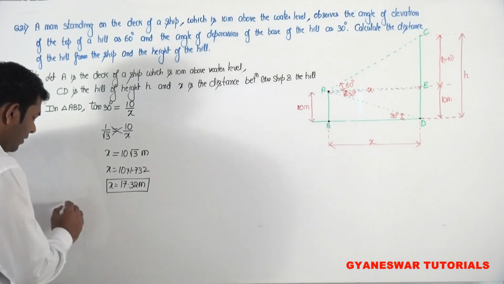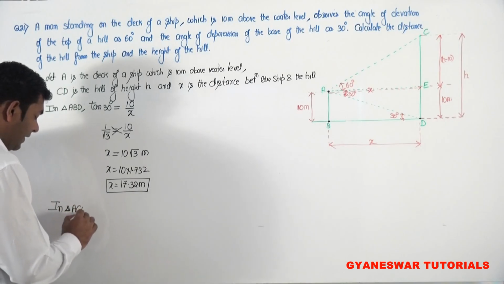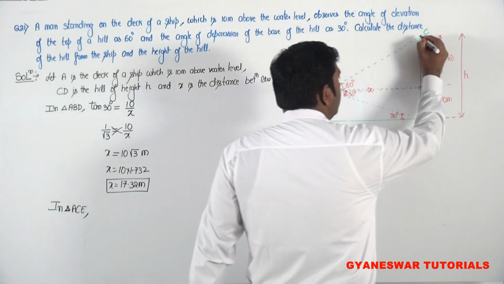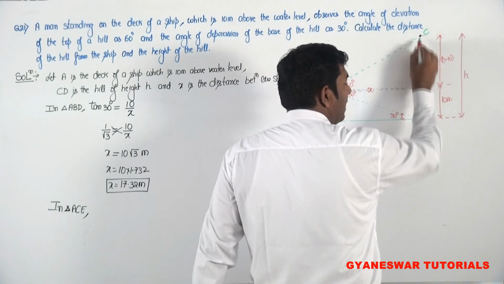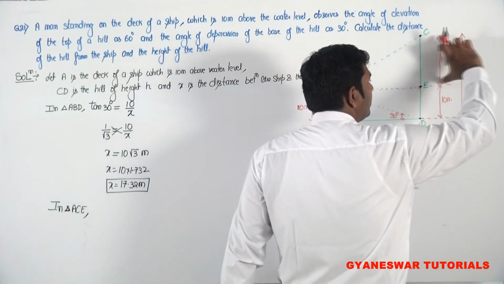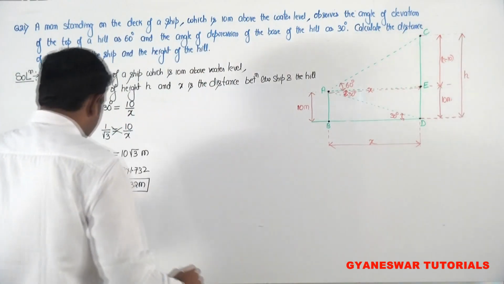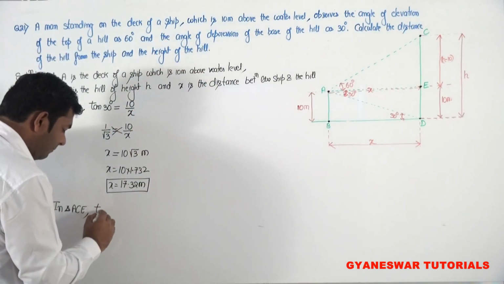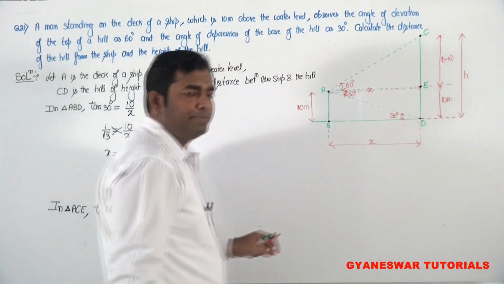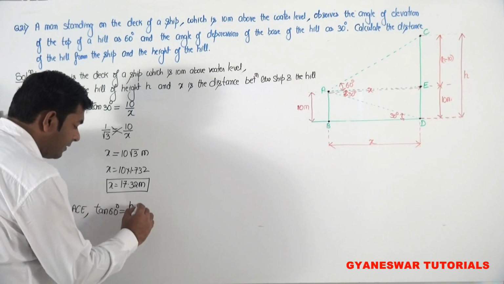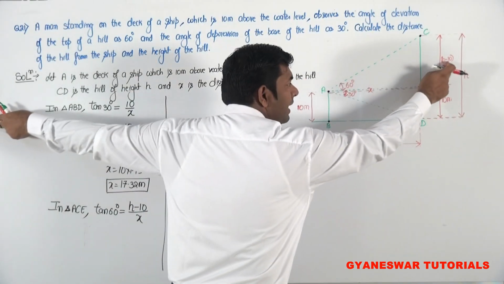Now in triangle ACE, this is A, this is C, this is E. In triangle ACE, this angle is 60, opposite to 60 is h minus 10, adjacent to 60 is x. The function connecting opposite and adjacent is tan. So tan 60 degrees is tan of this angle equal to opposite by adjacent, which is h minus 10 by x.